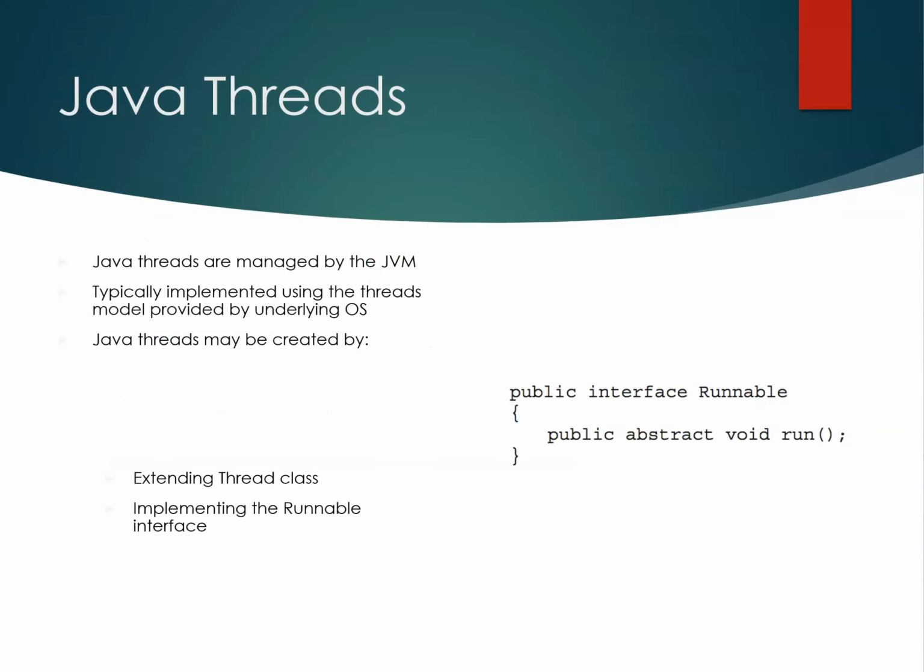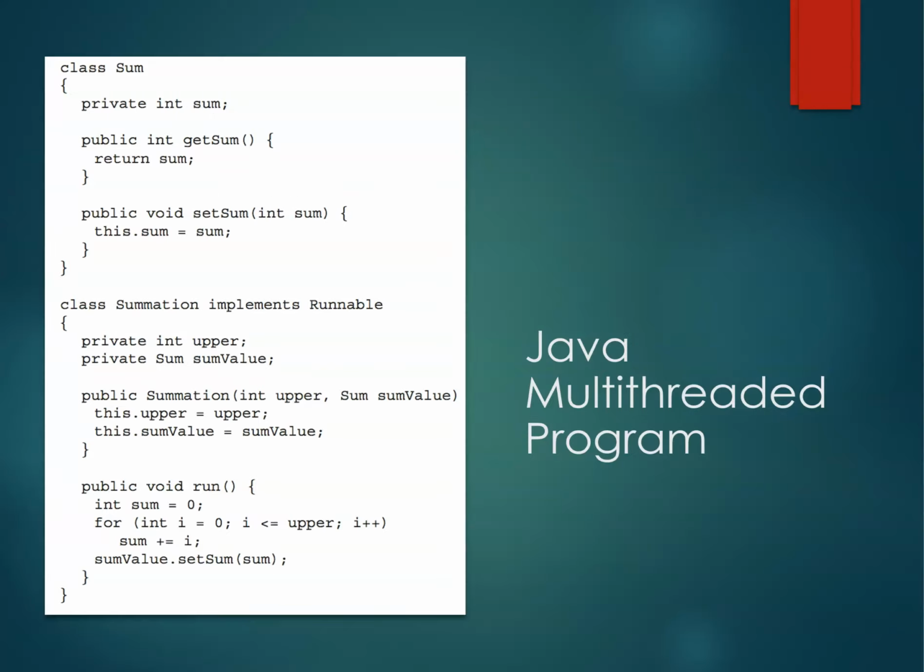Java threads are managed by the JVM, and they may be created by extending the Thread class or implementing the Runnable interface. In my opinion, interfaces are a great approach that aren't really emphasized in C++, and it's one of the advantages of C# and Java. For example, class Sum would be our class, our base class, or a basic class. Summation implements Runnable, right?